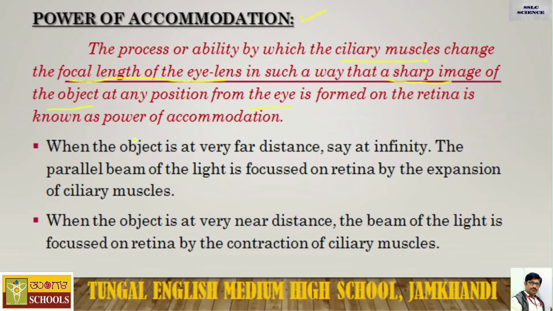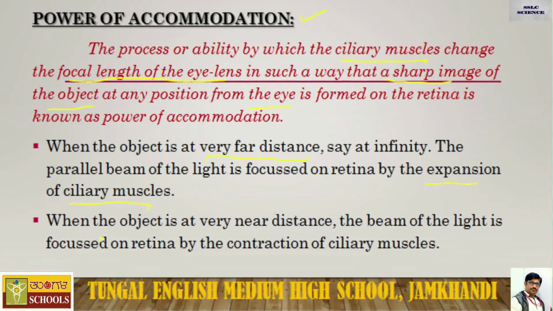So how is this focal length going to adjust? When the object is at a very far distance, assume the object is at infinity. Infinity means what? It is not from the universe, as I mentioned in the previous classes; it is just beyond the experimental table. So when a far distant object sends a parallel beam of light to the eye, it is focused on the retina by the expansion of ciliary muscles.